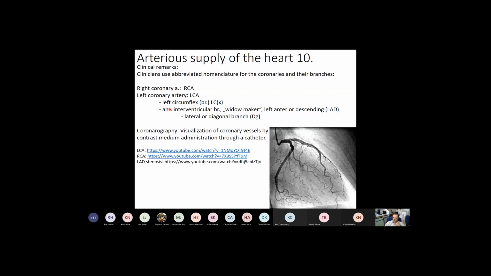And what I call the anterior interventricular branch is, in clinical practice, more frequently the left anterior descending branch, called LAD. It's also called the widowmaker, because sometimes this artery is in the background of a heart attack and a maybe fatal outcome. And lateral or diagonal branches are abbreviated by DG. So this is many times seen in similar examinations.